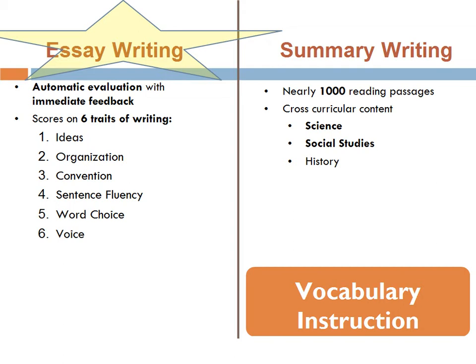And then for the summary writing, there are nearly 1,000 reading passages. The student would read a passage, and then they would summarize what they just read. This does not meet the state's requirement, but like I said, you can use it as much as you want. And the beautiful thing about it is it has cross-curricular content. It has reading passages in there for science, social studies, and history. Common Core really focuses on getting literacy into all our cross-curricular areas, and so this is great practice at that.